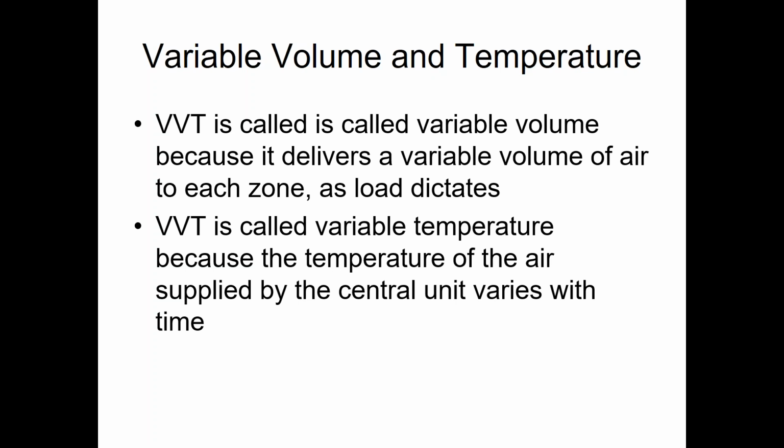VVT and constant volume rooftops in general, their 2 stages of cooling are not to provide 55-degree air. It's just one turns on, and whatever you get, say 62-degree air. The other one turns on, and whatever you get, say 57-degree air. There was no single temperature. So 2 temperatures for cooling, and then the same thing happens on the heating side. So that was the variable temperature part of the name. So variable volume and temperature.